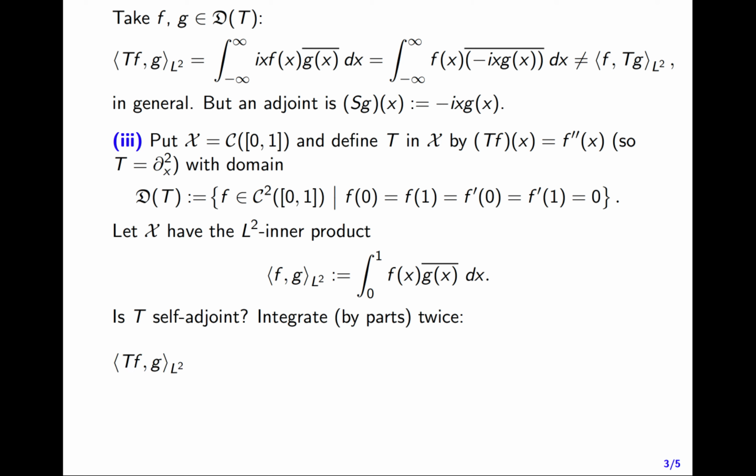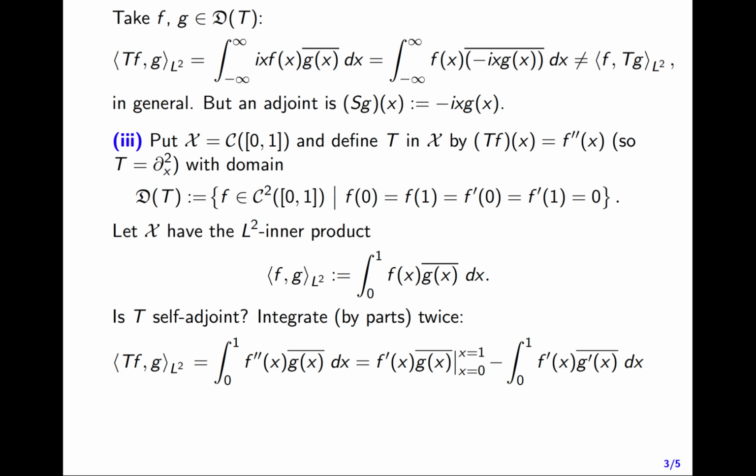We start out calculating the inner product of Tf against g. That's the integral from 0 to 1 of f''(x) conjugate g(x). So we'll integrate by parts here. This will be f'(x) conjugate g(x) evaluated at x equals 1, and then subtract from that the evaluation at x equals 0, minus the integral from 0 to 1 of f'(x) conjugate g'(x). Hit pause if you need to calculate that out. Remember, we can do integration by parts with complex valued functions and conjugates just as with real valued functions.